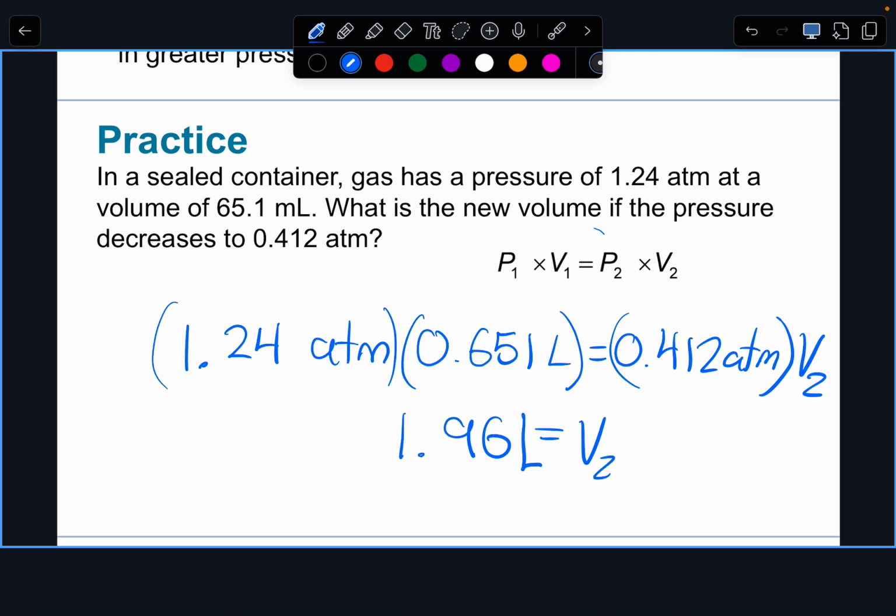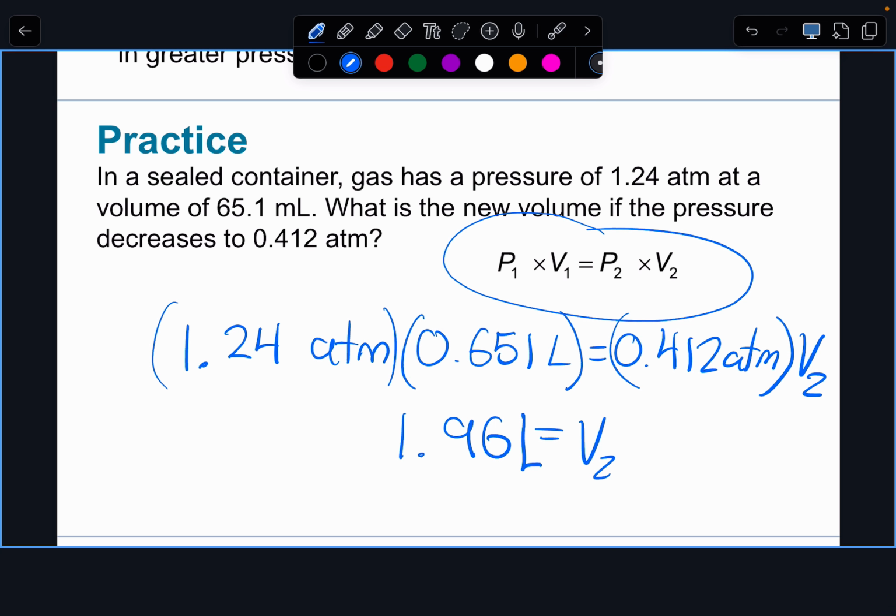Now, why was I able to set up this relationship? Because pressure times volume is equal to a constant. So anytime I change the pressure and volume, it's going to be the same as another time when I change the pressure and volume. So if you have one scenario and another, you can equate them. We don't have to actually know what the constant is. We just need to know that you can equate them.